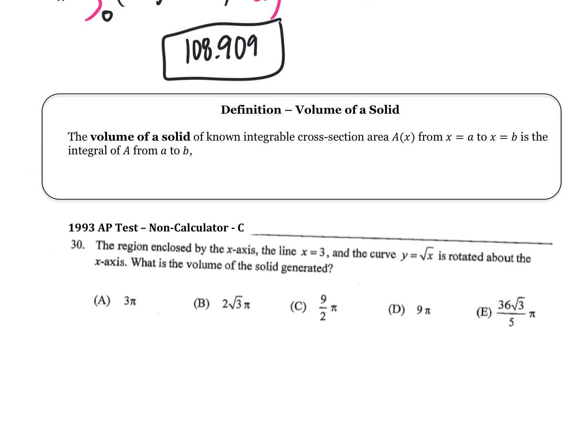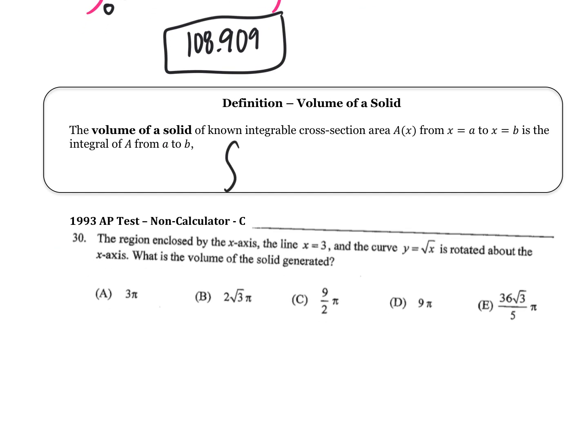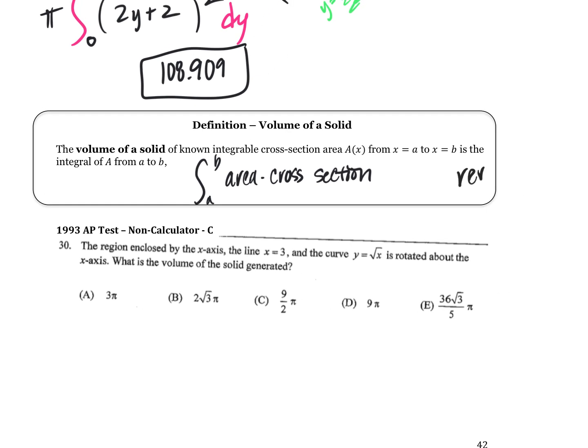How do we find the volume of anything? Well, actually, we're going to just say the area of the cross-section. If something is revolved around any axis, what is that cross-section every time? Yeah, if it's revolved, the cross-section is always a circle.